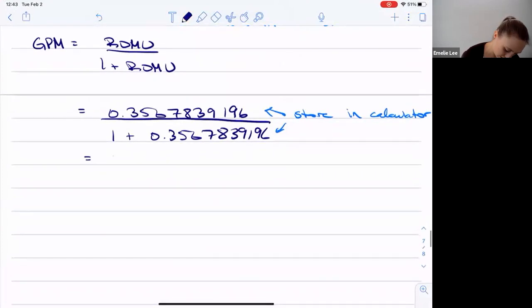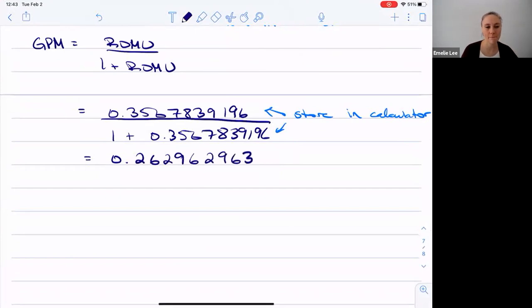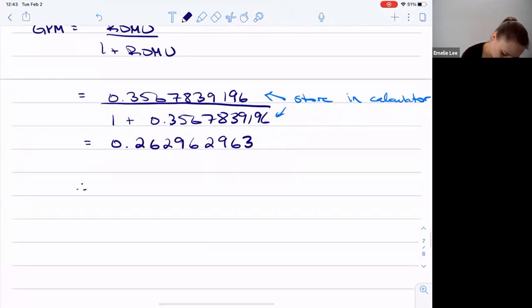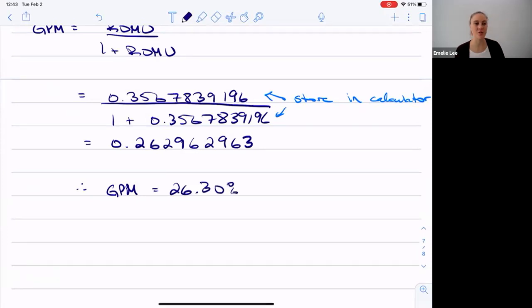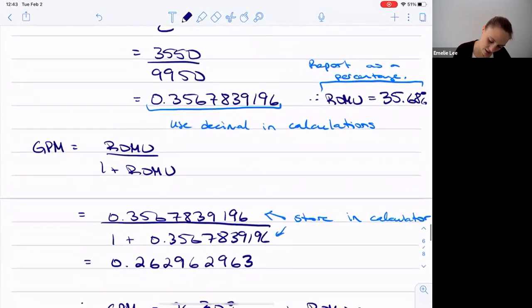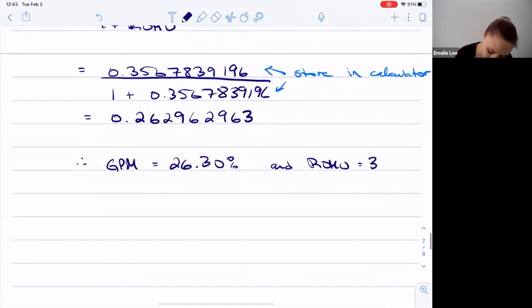So I get 0.262962963 roughly. But to report it, therefore, the gross profit margin is 26.30% to 2 decimal places. And from before, the raw mu is roughly 35.68%.